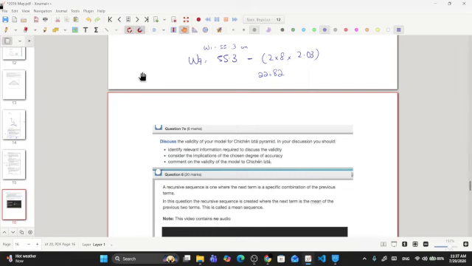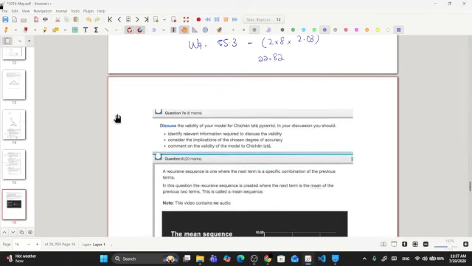Discuss the validity of your model for Chichen Itza pyramid. In your discussion, you should identify relevant information required to discuss the validity, consider the implications of the chosen degree of accuracy, comment on the validity of the model to the Chichen Itza. Okay, first things first. Relevant information required. What things are required to discuss when we are talking about the validity of our diagram?